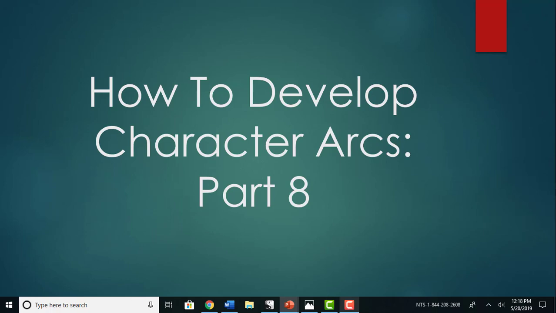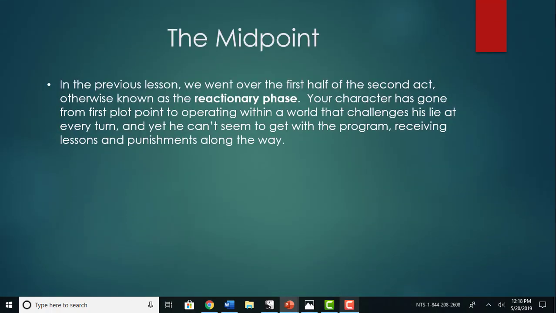We're going to get started on the next part of building a positive character arc, and that is going to be all about midpoints. Just to review, in the previous lesson, we went over the first half of the second act, otherwise known as the reactionary phase, and your character has gone from first plot point to operating within a world that challenges his lie at every turn. And yet he can't seem to get with the program, so he's receiving lessons and punishments along the way that keep challenging this lie that he can't seem to let go of.